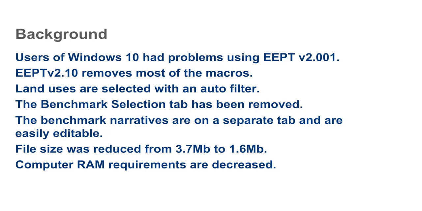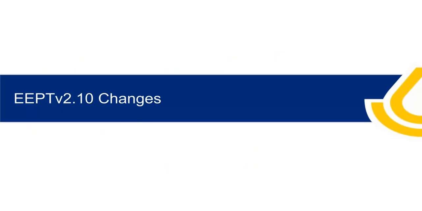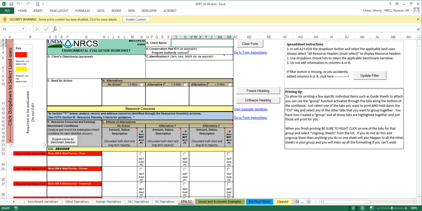Additionally, the user can actually enter all the information from the CPA 52 tab without having to go to separate tabs. Let's first look at the changes in the EEPT version 2.10. The EEPT opens on the CPA 52 tab. The form appears as usual with a couple of changes.